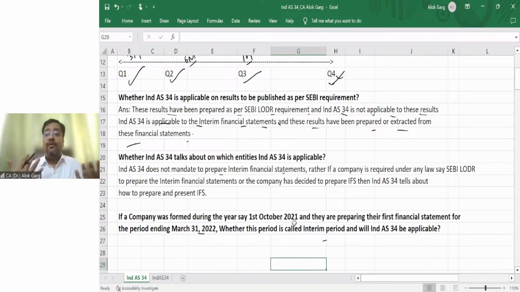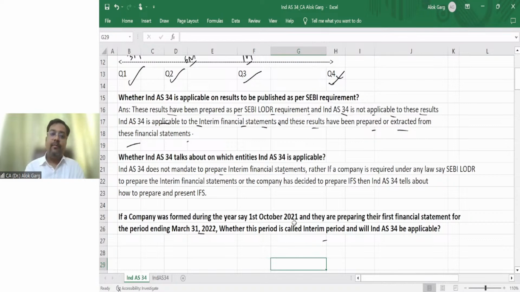So Ind AS 34 says that I will not tell you which entity I will apply to, but if any entity comes and says that I need to prepare interim financial statements, then I will tell you how to prepare. So then I will be applicable.